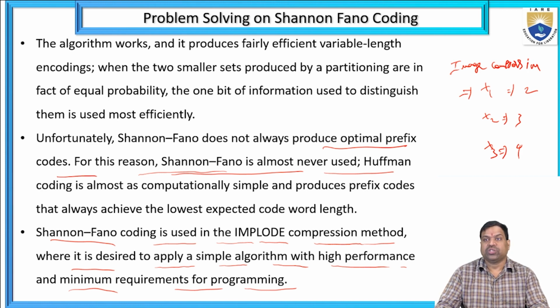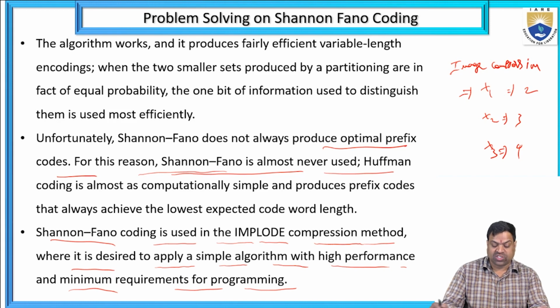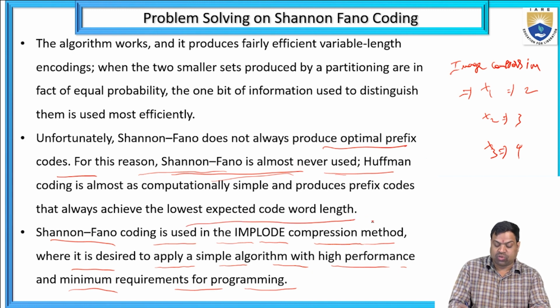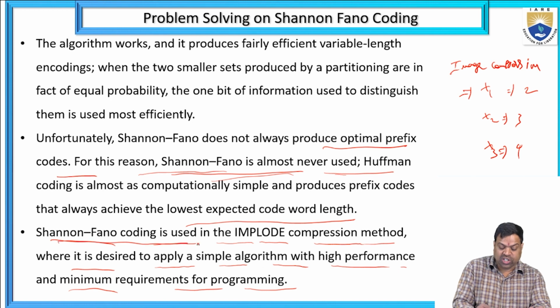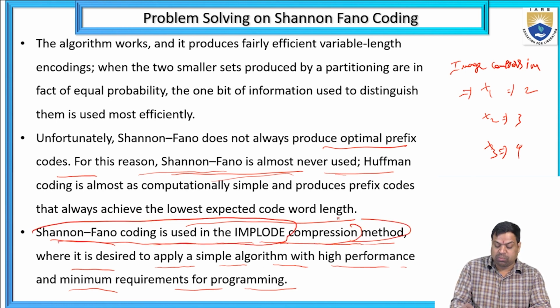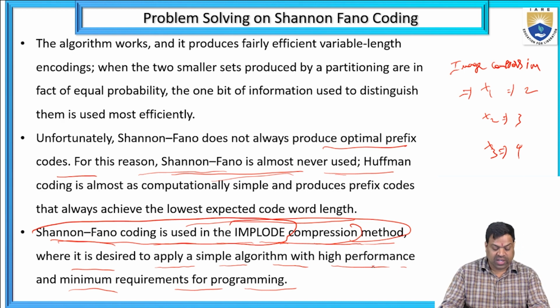The one bit of information used to distinguish them is used most efficiently, but Shannon-Fano does not always produce an optimal prefix code. For this reason, Shannon-Fano is almost never used; Huffman coding is used to achieve the lower expected code word length. We use Shannon-Fano in the implode compression method, to apply a simple algorithm for high performance and minimum programming requirements.